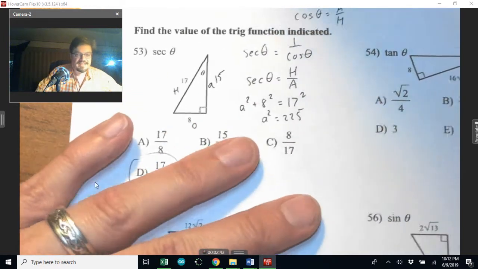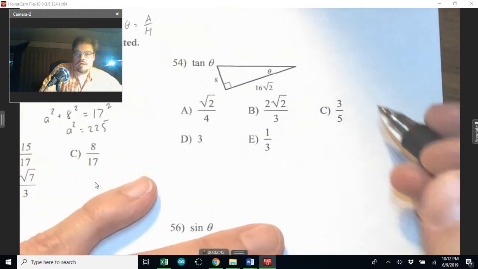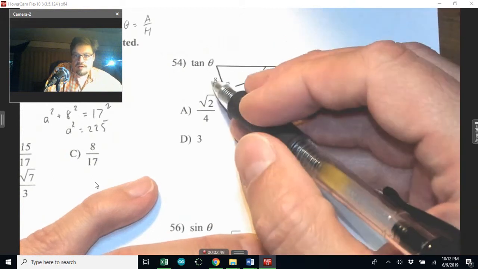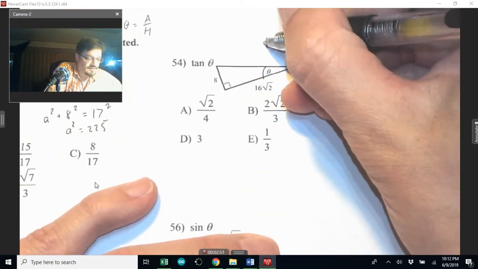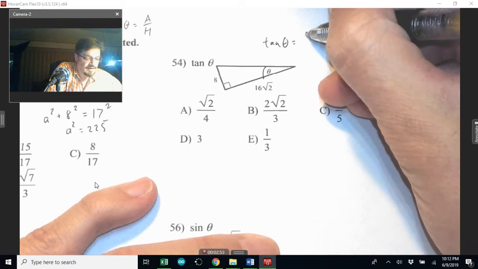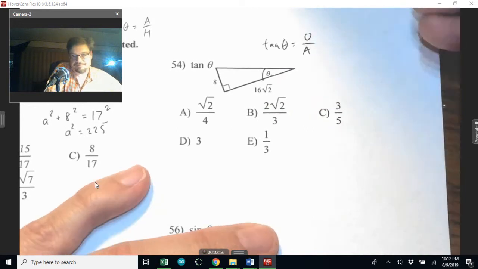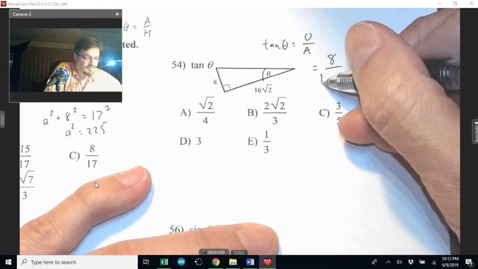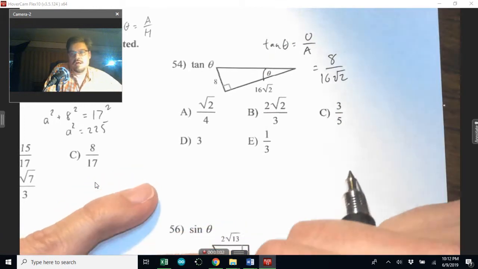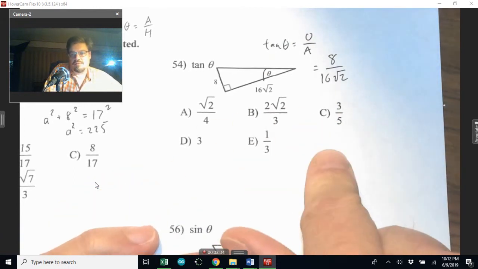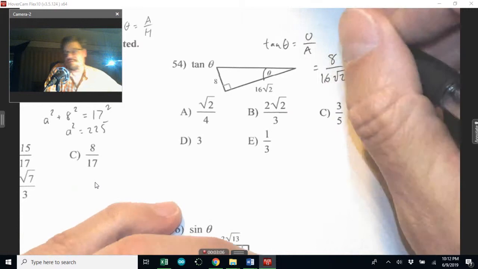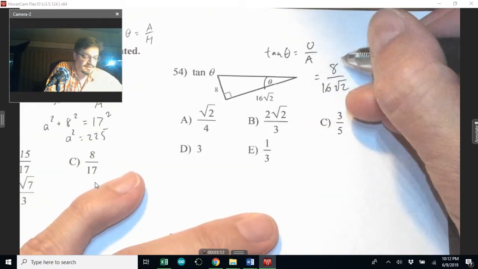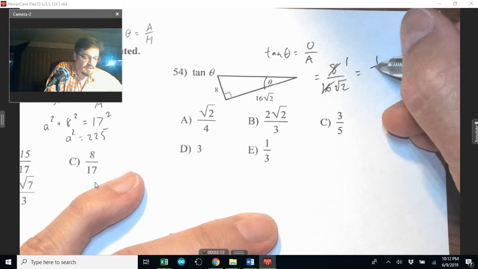Now tangent over here, looking from theta here, we know that tangent is defined as opposite over adjacent. So the opposite in this case is 8, and it's over 16 radical 2. But we do not see this. Well, it looks like there's some simplifications that have happened. So we see that 8 over 16, that's 1/2.